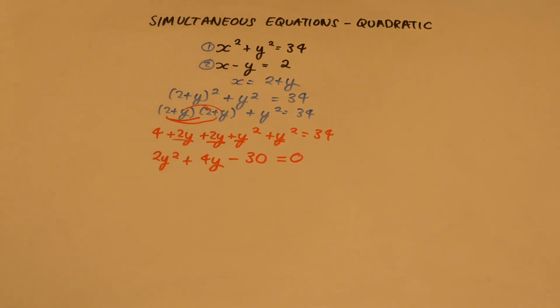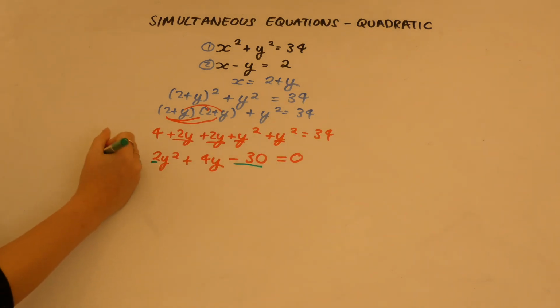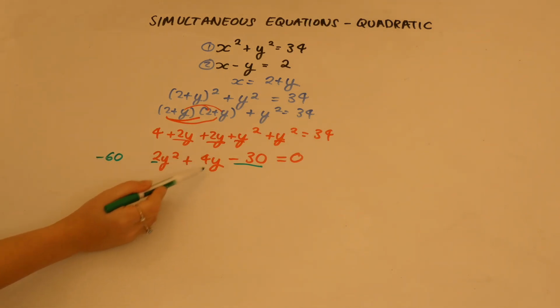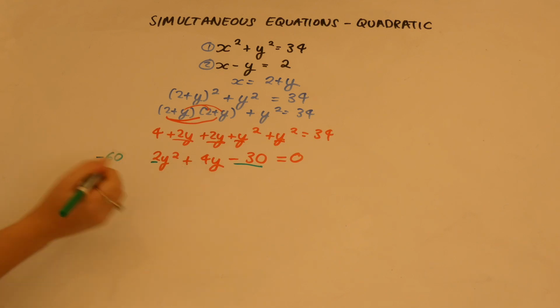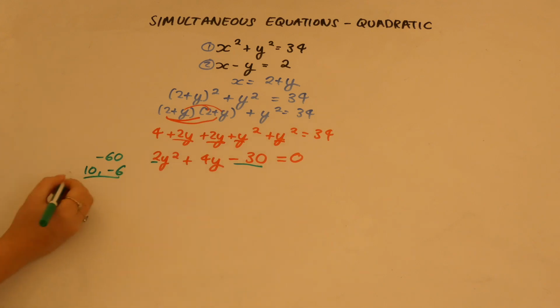So all we have to do is factorise this. So we're taking our 2 and we're multiplying it by minus 30 to get minus 60. What we now need to do is find two factors that go into minus 60, but that add to give us 4. And I know that 10 times by minus 6 gives us minus 60, and 10 minus 6 adds to 4. So we can separate out our 4y into these two factors.